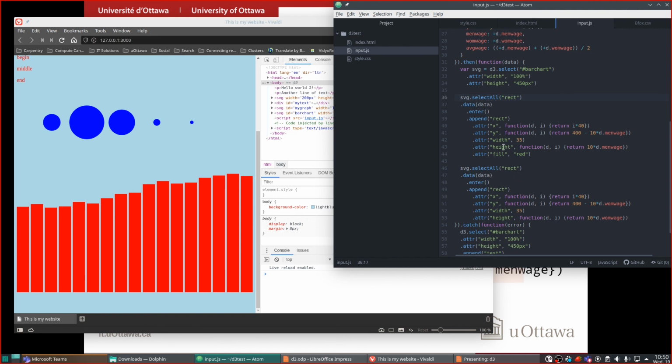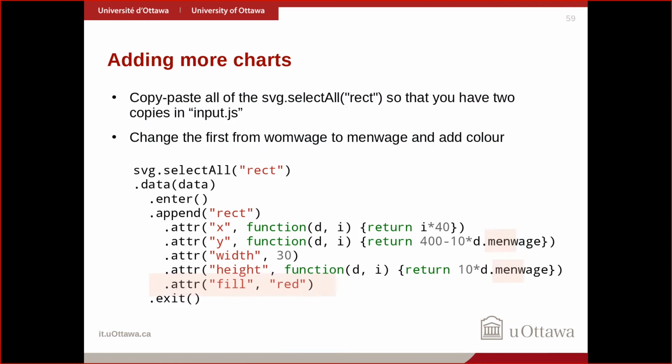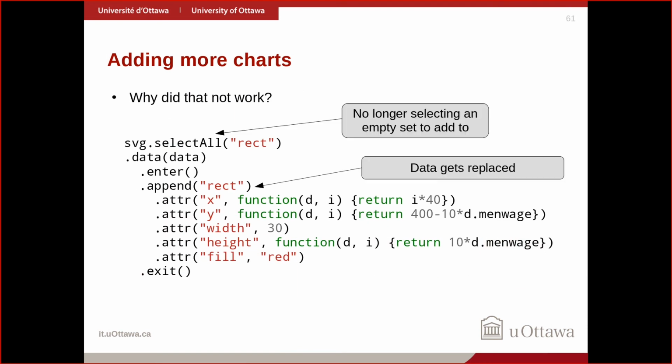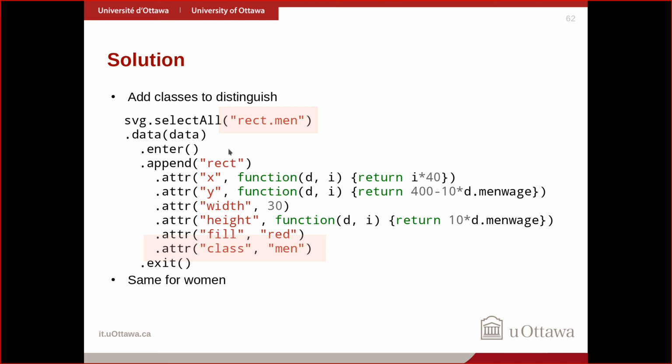So what I instead want to do is distinguish these things. And I can distinguish them by using classes. So I probably have it in the slides. Yes. So select all no longer contains the empty set to add to. So then you replace data. So you need to make sure that the set is empty. So instead we'll use a class. So we'll use the class men, and we'll use the class women.